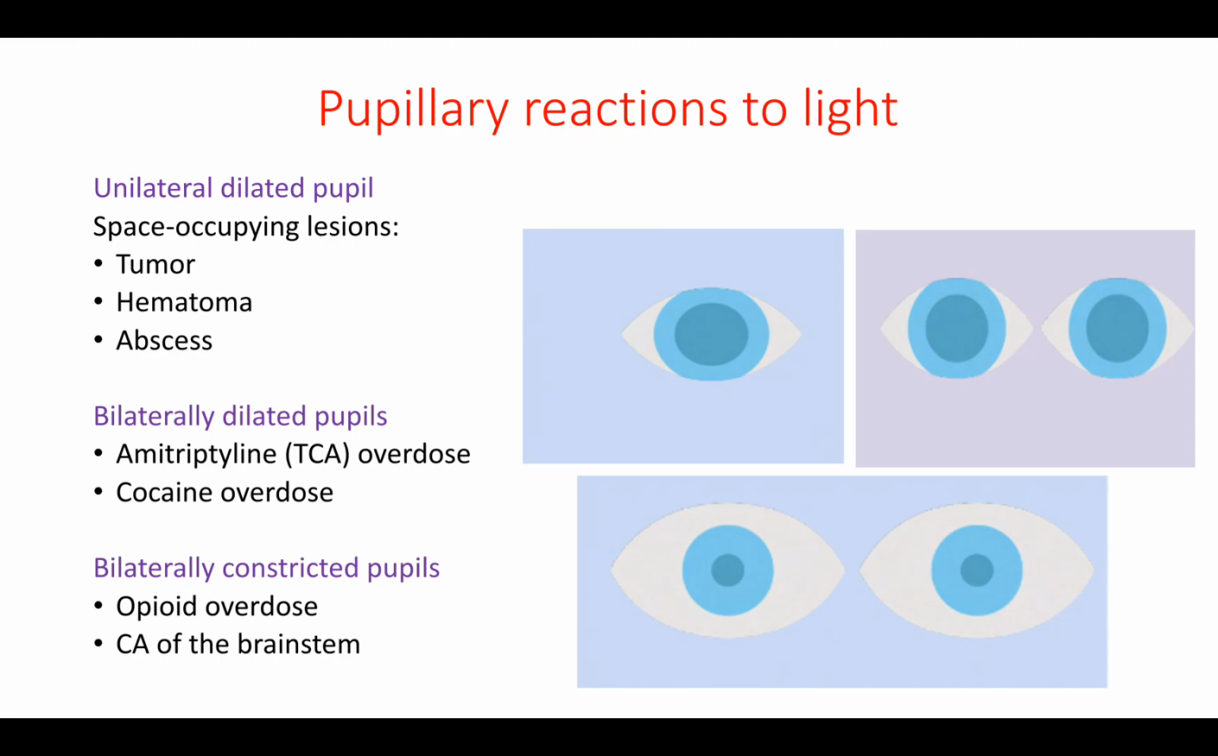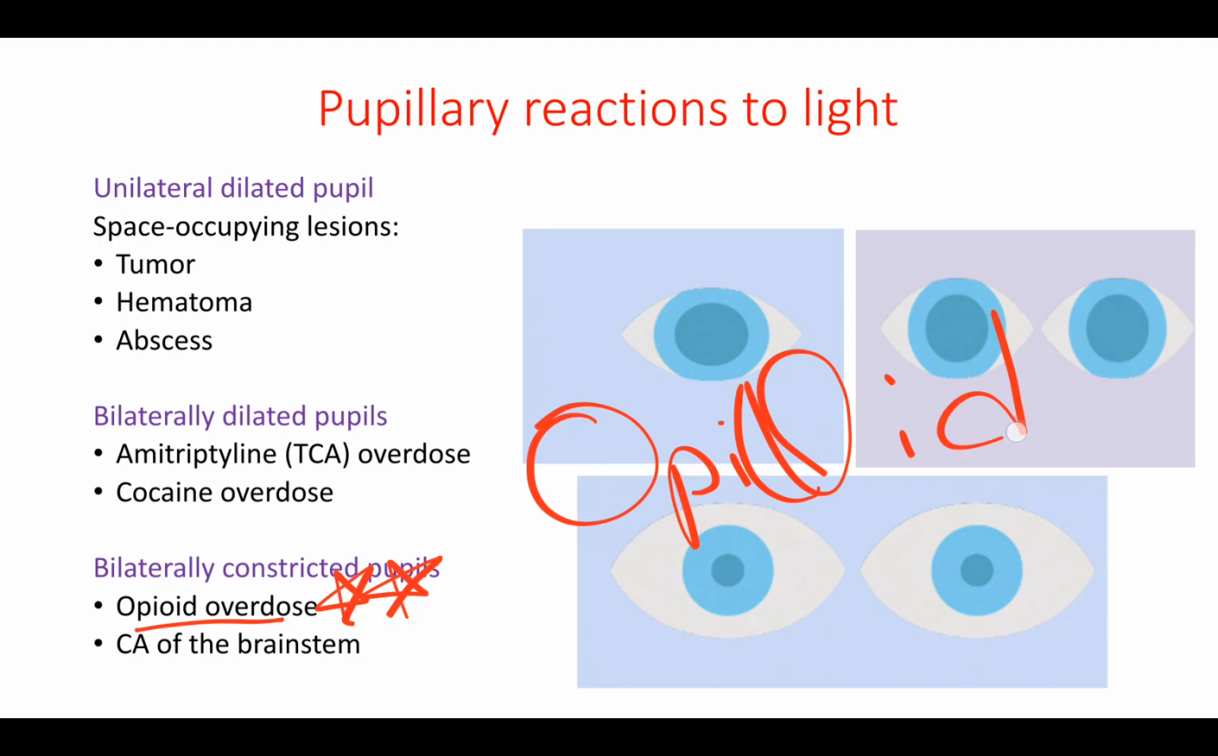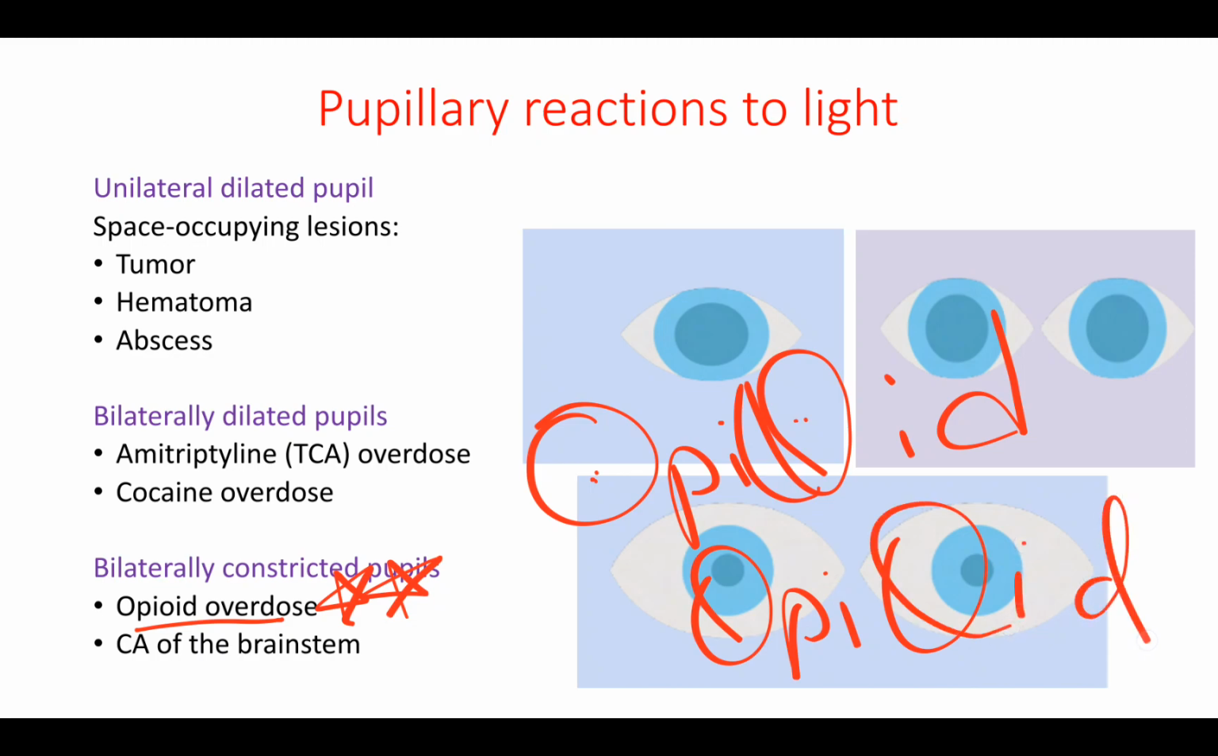And bilaterally constricted pupils is a classic sign of opioid overdose. So you can remember it as opioid, O-I-O-I-D. So there are two O's, right? So just remember it like this, opioid, bilateral, both the sides, your pupils will be constricted, all right? So opioid overdose, bilateral constriction, and even if there is any cancer in the brainstem, okay?